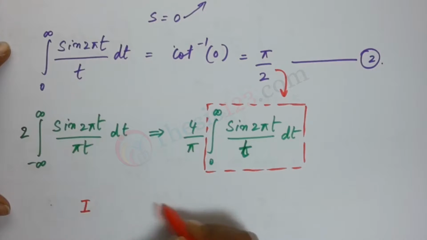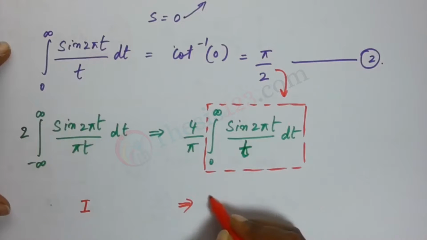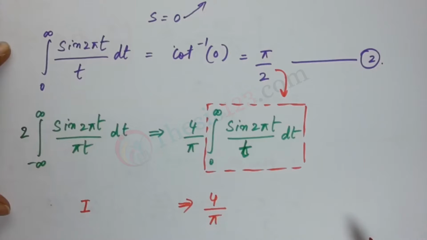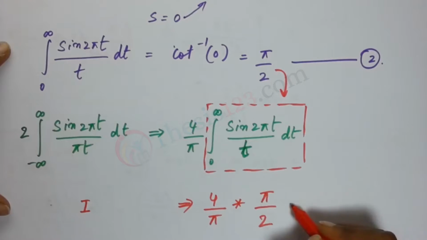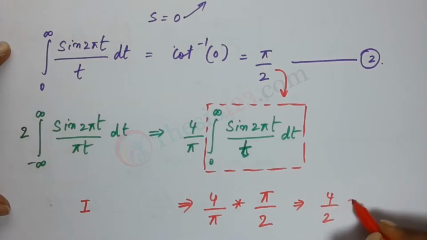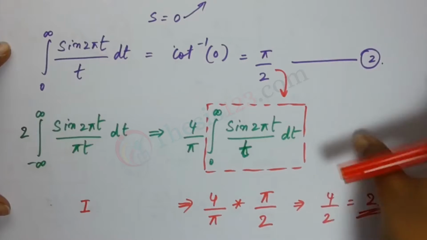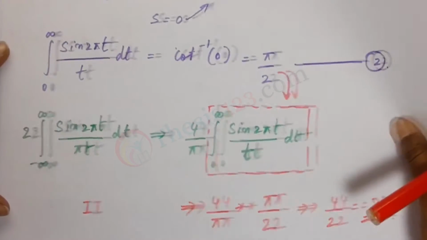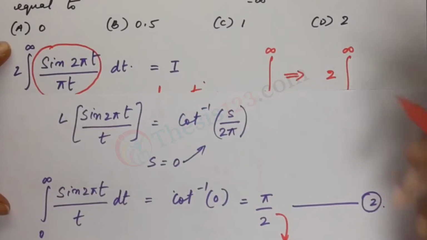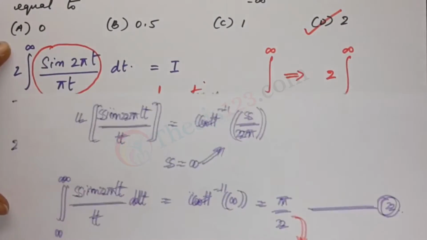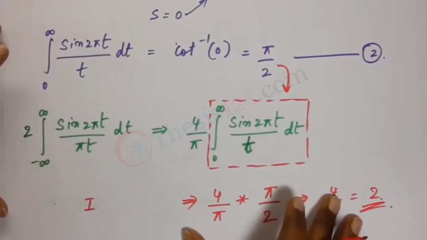So here we have now 4 by pi into pi by 2. 4 by pi into pi by 2 comes to 4 by 2, which is 2. Well, here is the final answer. The final answer is 2. I'll just note that down here. That's option number D. Well, I hope this has helped.